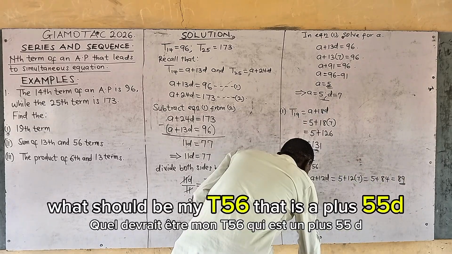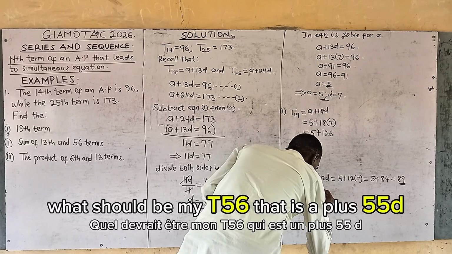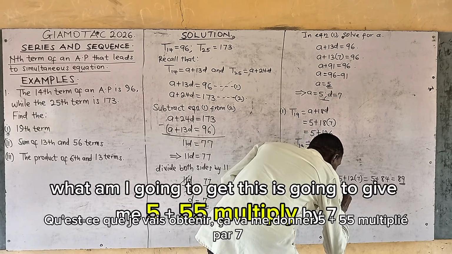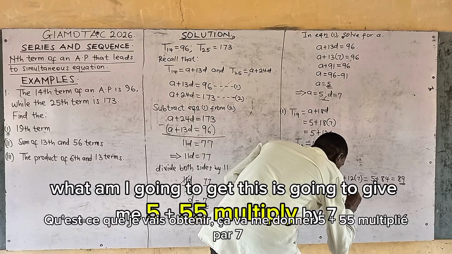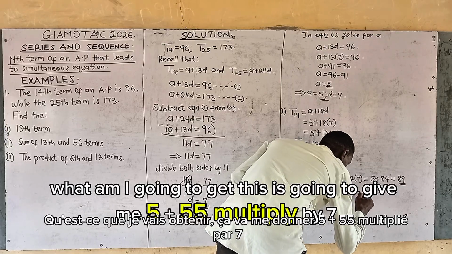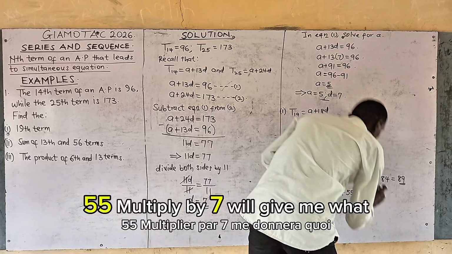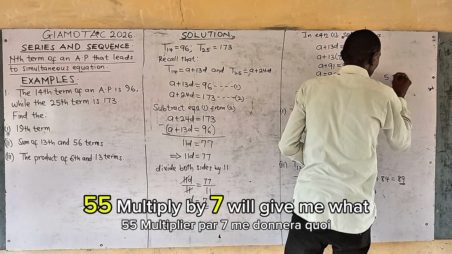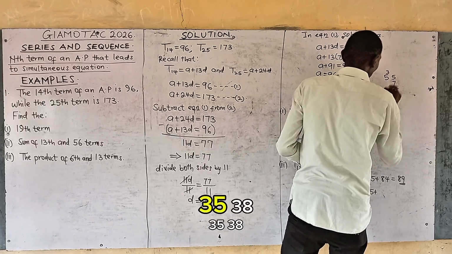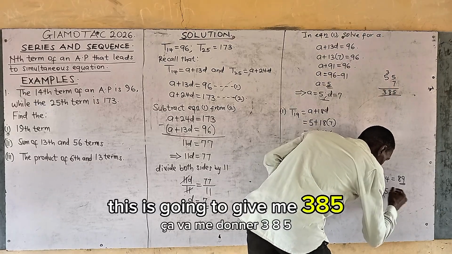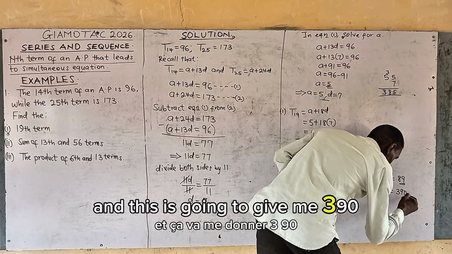What will be my T56? That is A plus 55D. What am I going to get? This is going to give me 5 plus 55 multiplied by 7. 55 multiplied by 7 will give me what? This is 35, 35, 38. This is going to give me 385, and adding 5 is going to give me 390.